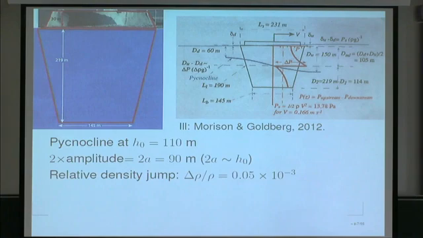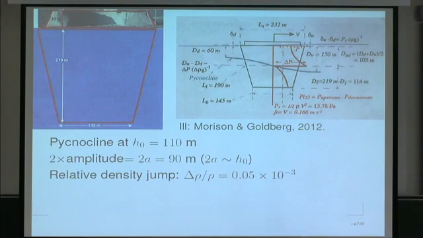And then they also measured the pycnocline in the sea, some distance away from the iceberg, so you can have a clear reference. And look at that jump. The relative jump is 0.05 per mil. It's very tiny. It's 10 to the minus 5. And still you can have this effect.